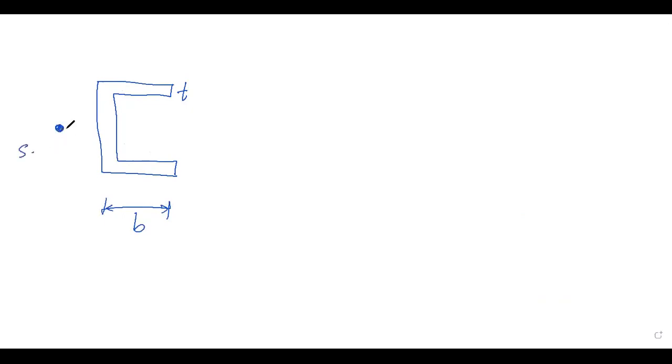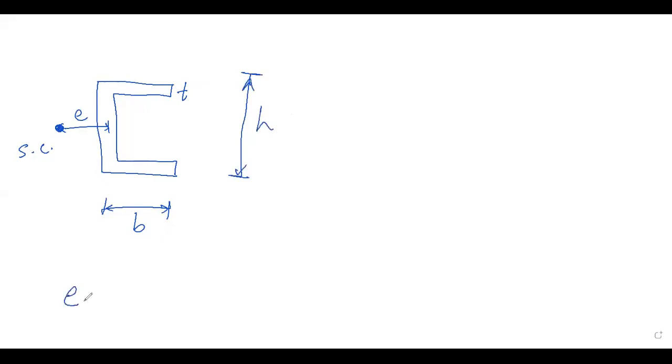Suppose some standard section we have considered with the dimensions. Suppose this is the section having thickness T. This is your B, and the shear center is located here at distance E.